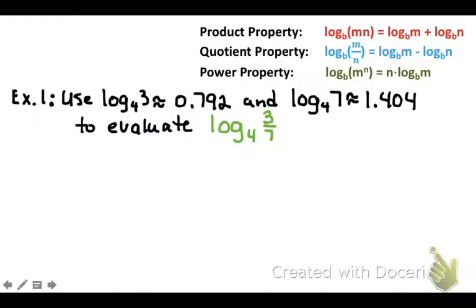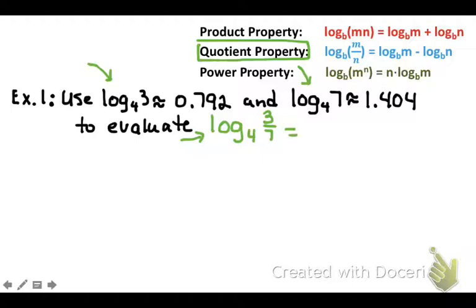Here we're going to be asked to evaluate without using a calculator because we are given values. We are told that log base 4 of 3 is equal to approximately 0.792, and we're given a value for log base 4 of 7. So we're asked to evaluate log base 4 of 3 over 7. So that means we're going to be using our quotient property. That simply means we're going to be subtracting.